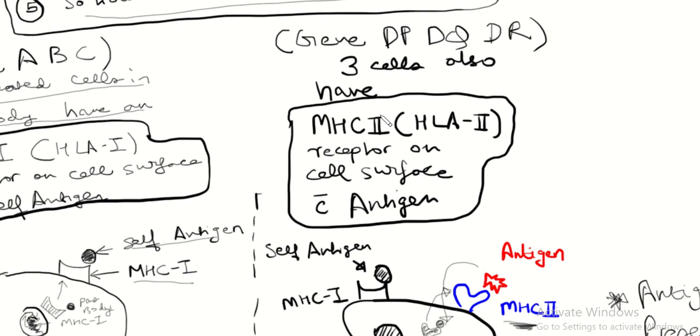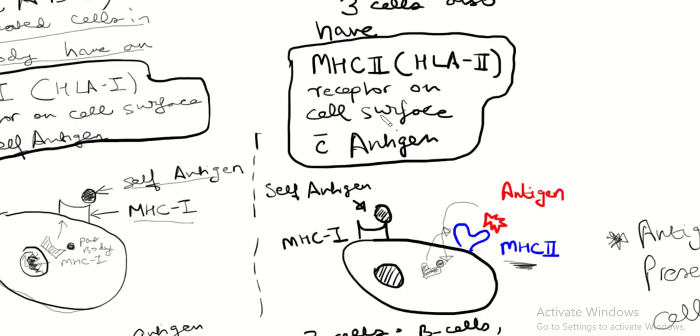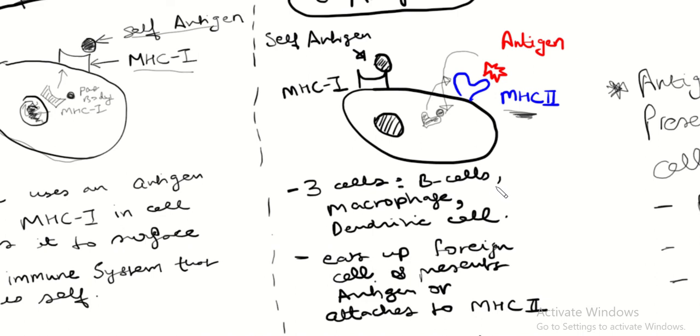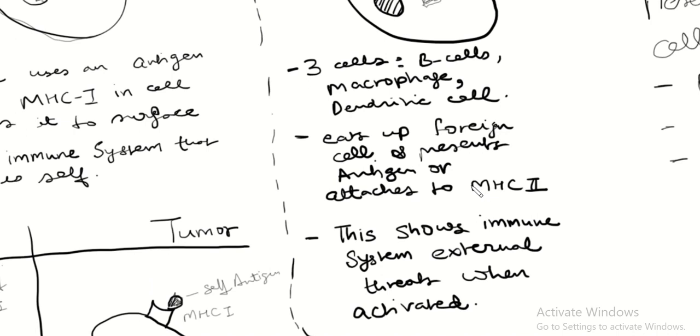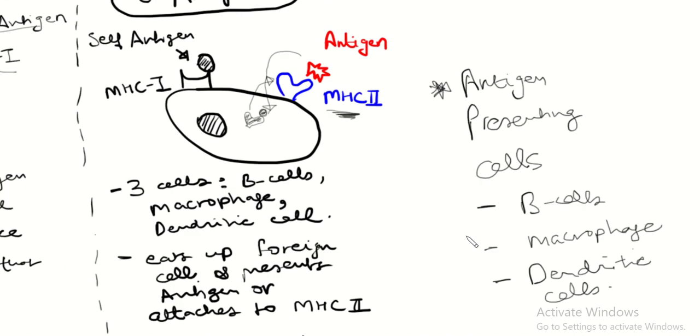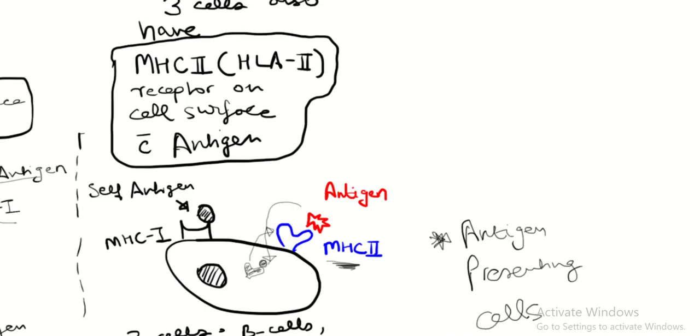But essentially, you have these 3 genes, and this is MHC2, which sits with the antigen and presents this antigen to another part of the immune system. And there are 3 cells, B cells, macrophages, and dendritic cells, that do this. They show to the immune system the external threat when activated. All right. So that's how we differentiate our body cells from other body cells, and clinically what their role is.